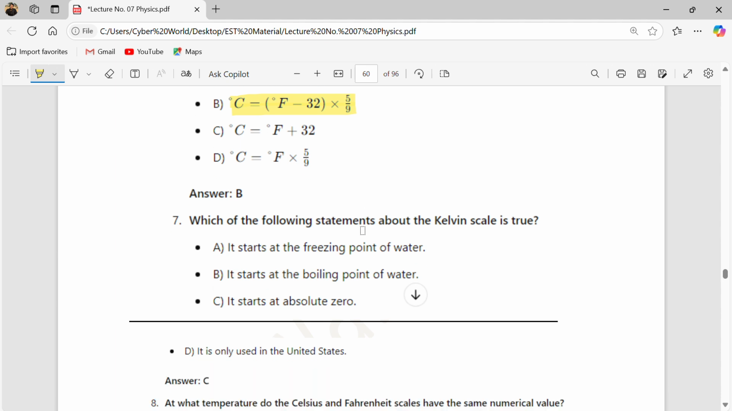Okay, which of the following statements about Kelvin is true? It starts at the freezing point of water. No. It starts at the boiling point of water. No. It starts at absolute zero. Yes, as I mentioned before, Kelvin starts from zero Kelvin, which is absolute zero, where all thermal motion ceases. So it starts from absolute zero.